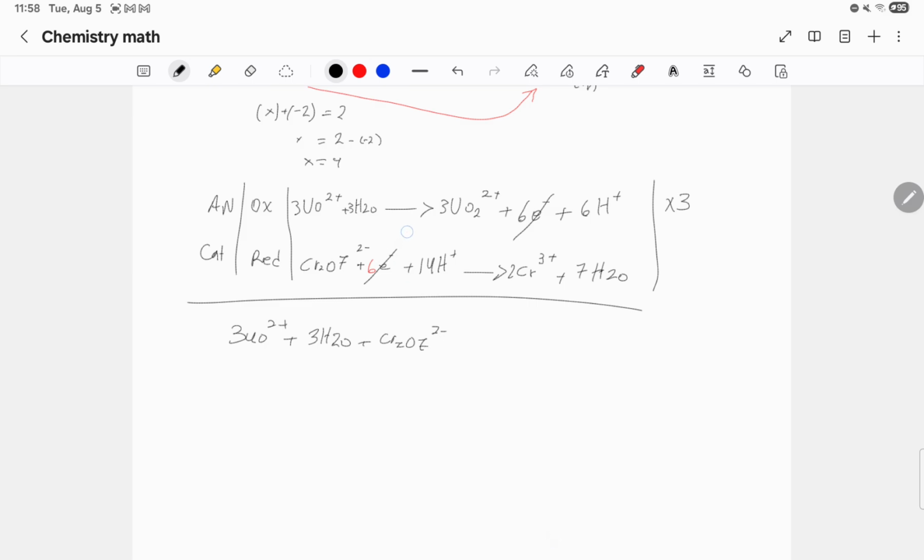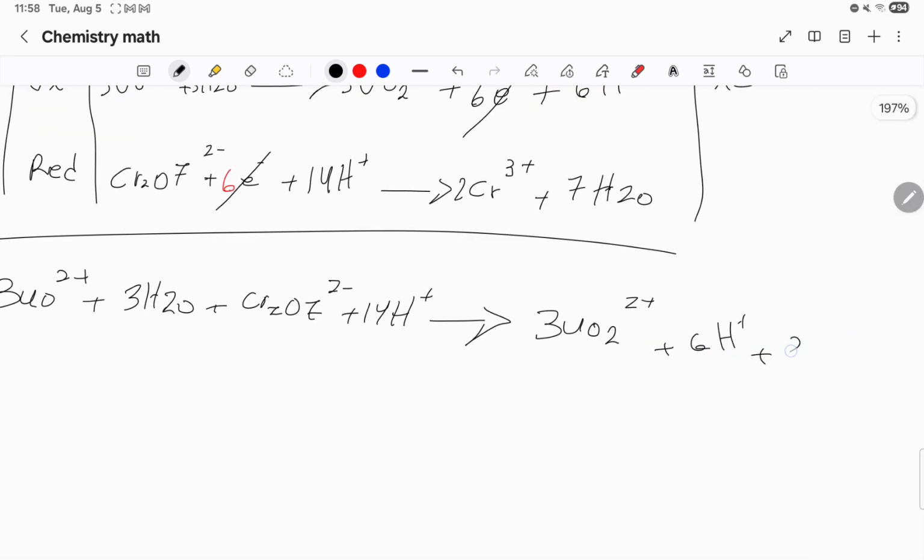I will already just cancel out the 6 electrons, and I can cancel because they're on opposite sides. Plus 14 protons. Next, I will have 3UO2 2 plus, 6 protons, plus 2 Cr3 pluses, and 7 waters.